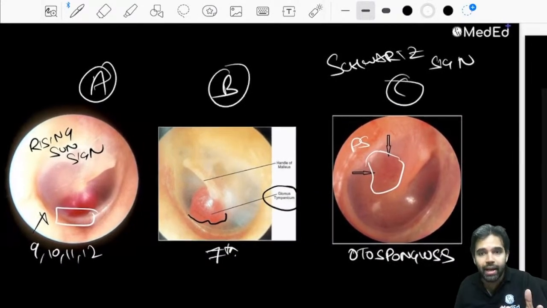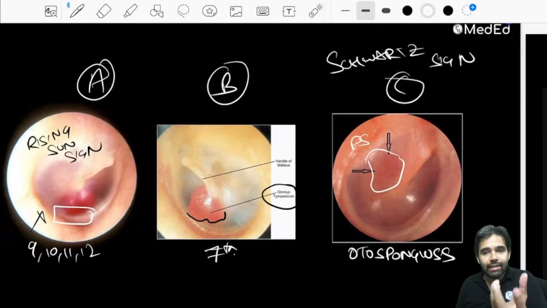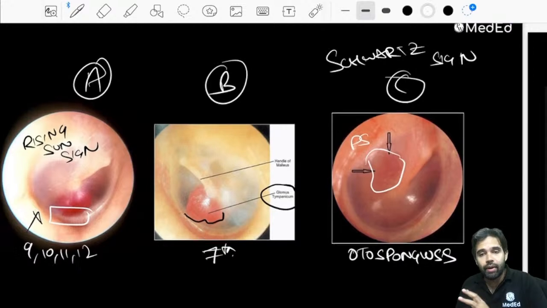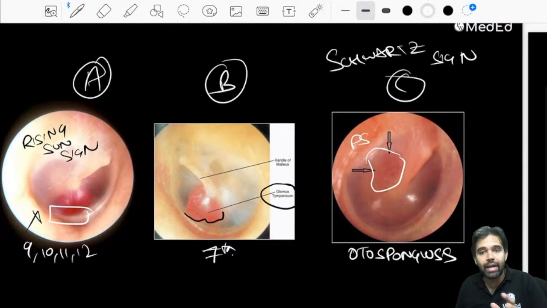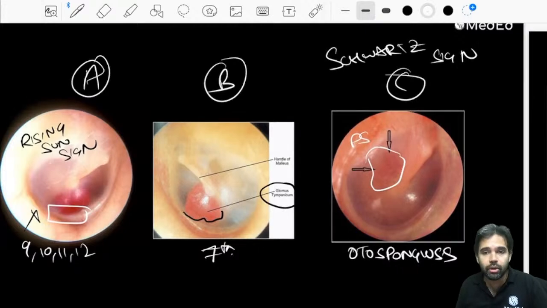There is blood supply around the footplate of stapes, and the footplate of stapes is there in the posterior superior quadrant. Many people think in flamingo tympanic membrane the entire eardrum becomes flamingo. No, it will only be the posterior superior quadrant.